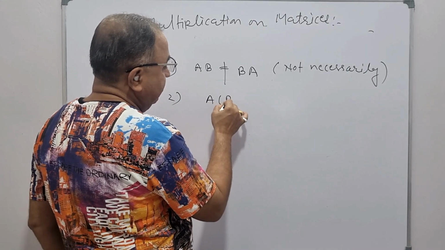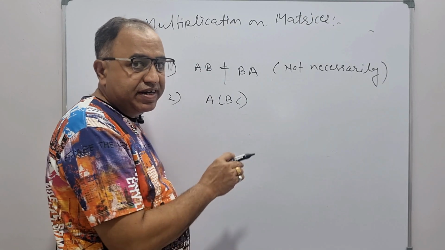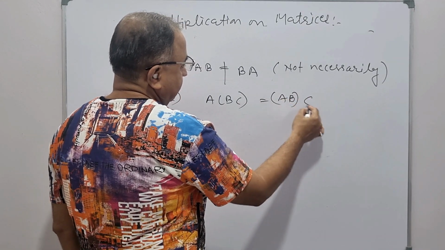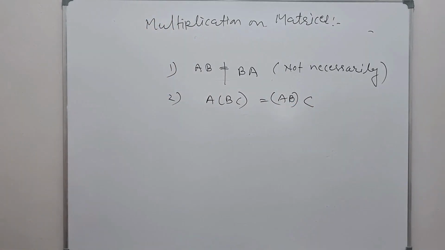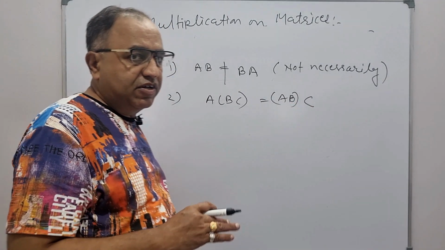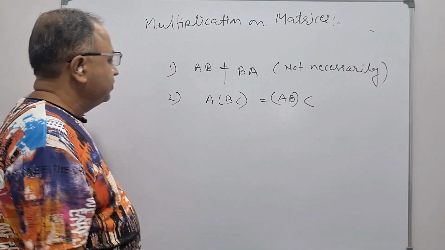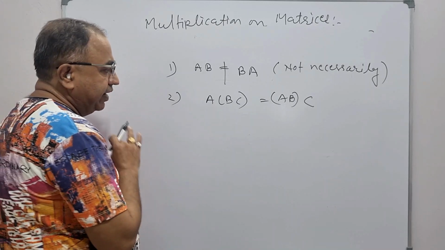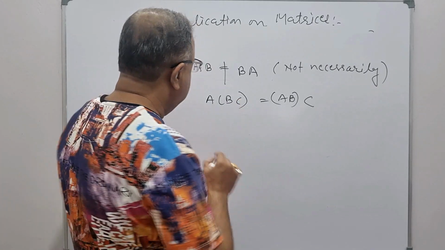Third, associative: if it is possible to multiply three matrices in the order, then obviously you can easily check, provided the multiplication is possible, that A multiplied by BC will be the same as AB multiplied by C.